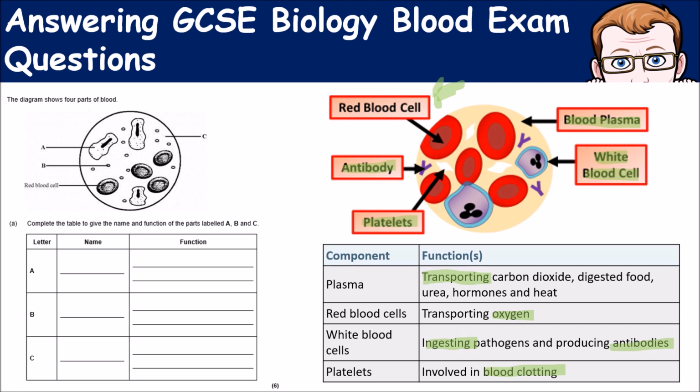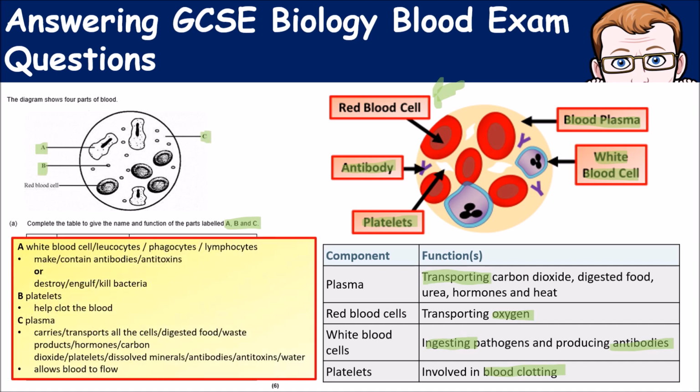So we look at this first question. The diagram shows 4 parts of the blood. Complete the table below, labelling parts A, B and C. You can see that part A is going to be a white blood cell. We know this is a white blood cell because it hasn't got a rounded nucleus and it's got those little granules that are going to produce the antibodies. You can also talk about it destroying or engulfing bacteria.